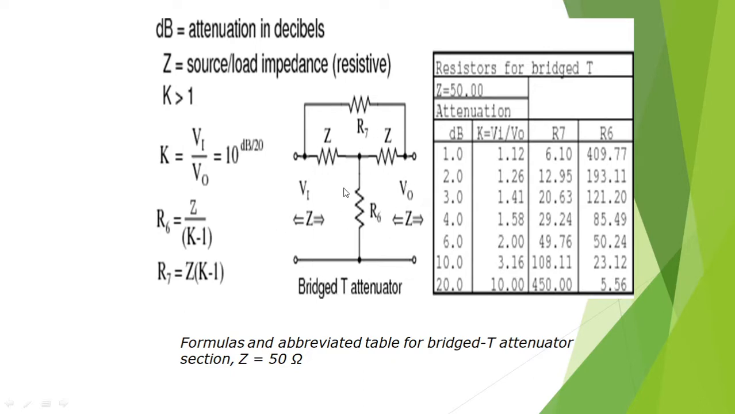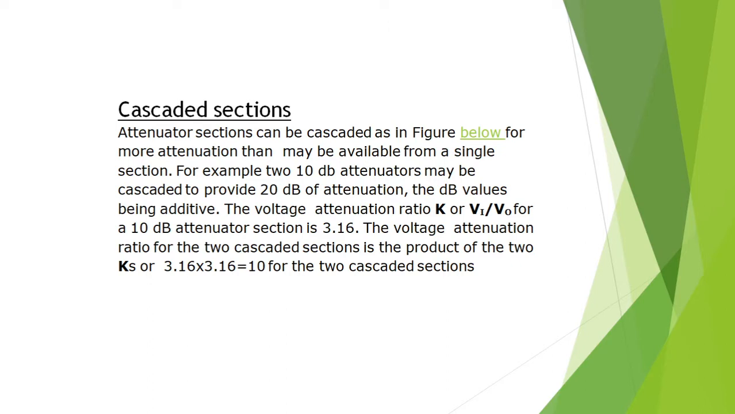Whatever the configuration between the source and load, it mainly depends upon the input and output and also the value of K. So the next thing is the cascaded sections. What is a cascade section? Attenuator sections can be cascaded, as in the figure below, for more attenuation than may be available from a single section.